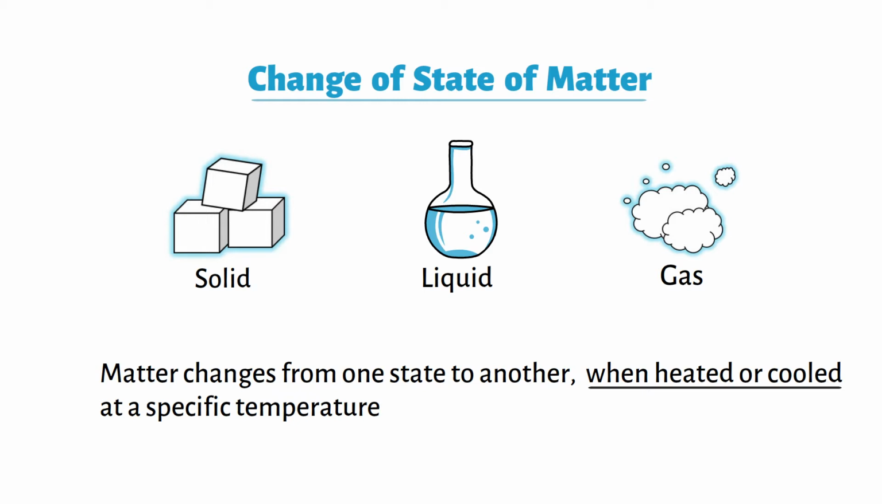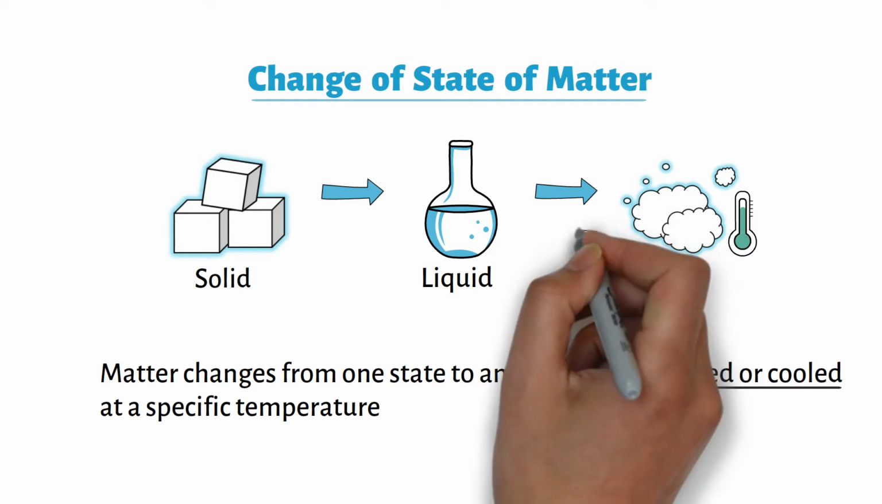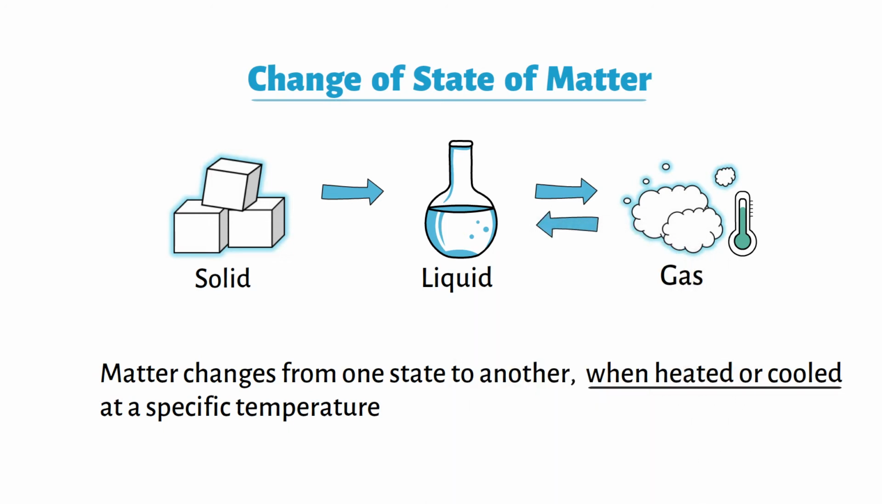There is normally a pattern for this change to occur. When we heat a solid, it changes to its liquid state. And when we heat the liquid, it changes the state to gas. As you have noticed here, the pattern is from solids to liquids and then to gases when heated. Similarly, when a gas is cooled down, it changes the state to liquid. And when the liquid is cooled down, it changes the state to solid. It's kind of the reverse order of what we have discussed above.